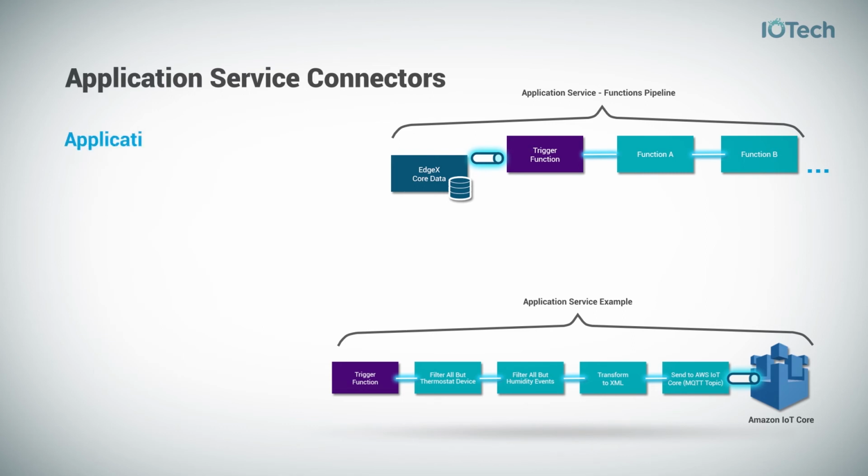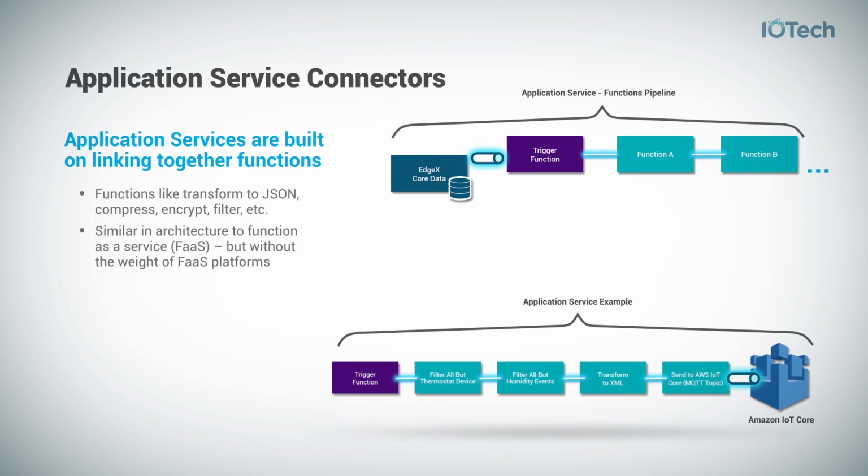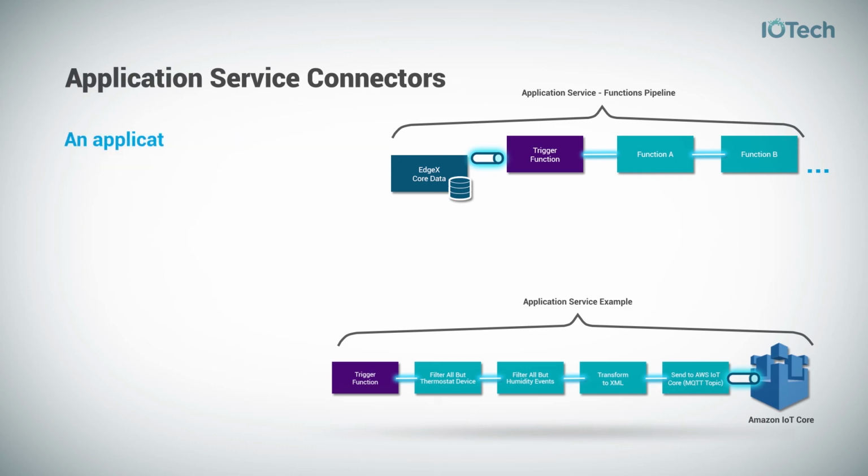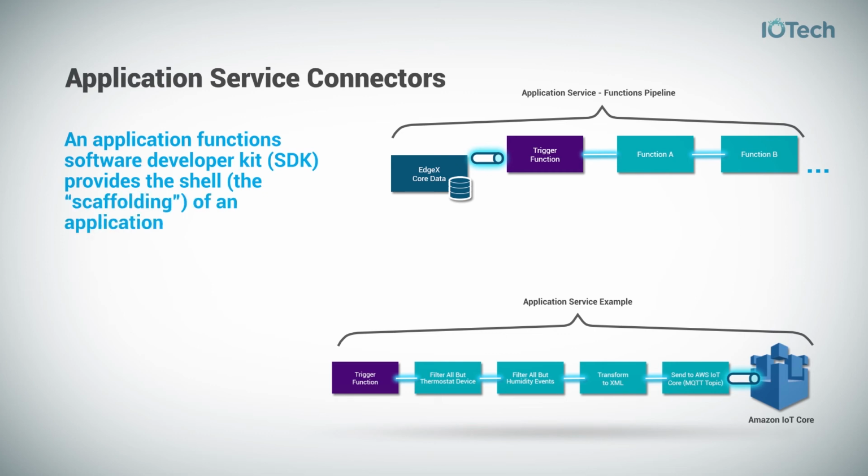There are application service functions to format the sensor data to JSON or XML. There are functions to filter the sensor data, as mentioned, to send only what is relevant to the receiver. There are functions to compress the sensor data package before sending it out, and there are functions to encrypt the sensor data.